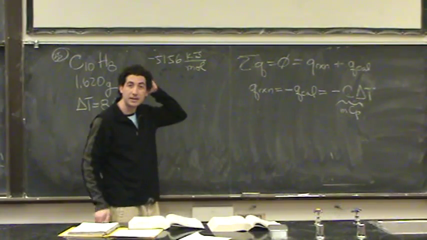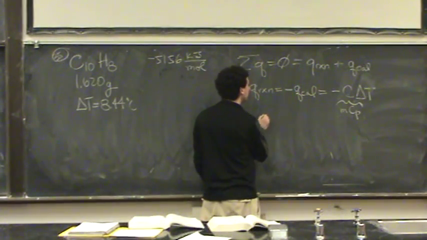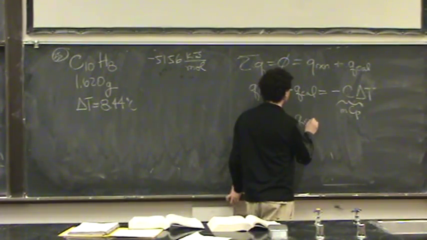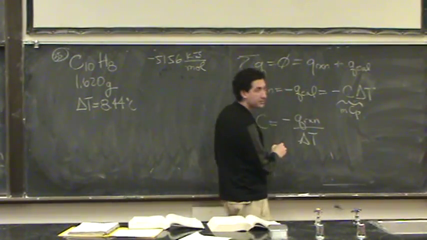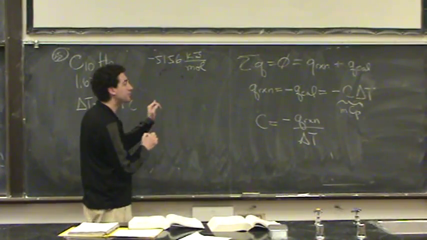So you can see it's kind of a, once you get to this point, you just got to plug it in correctly. C is minus Q reaction over delta T. We'll have to do a couple conversions, but we've essentially got it. The conversions we'll have to do is with this.